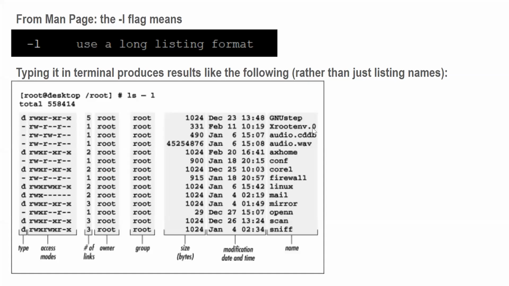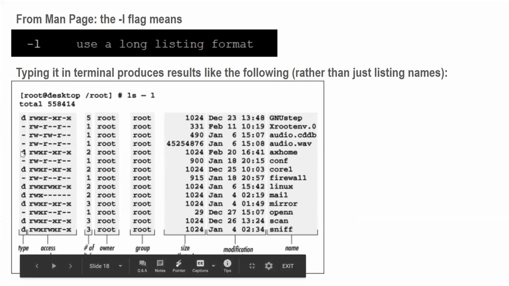So then, here is from the man page. You'll see this is a screenshot. This top one is a screenshot from the man page, and it says that the -l means to use a long listing format. What that means is if you type it into the terminal, it'll produce results like the following. In the past, when I did ls, you just saw the names of different files and folders. But if you use the -l, you'll see the type of file.